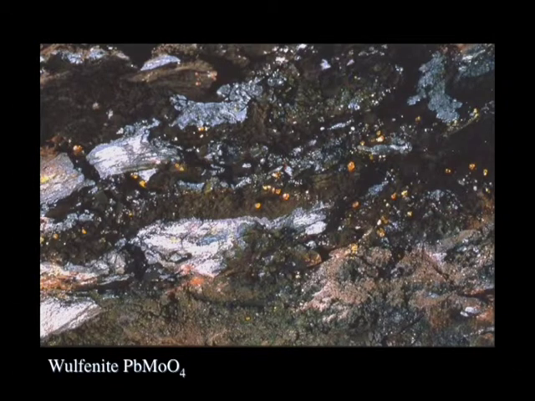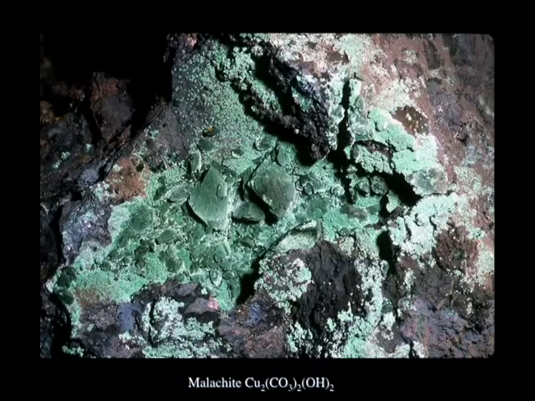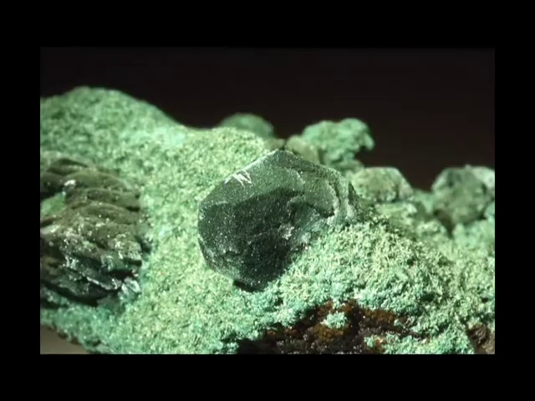So here's a picture of some wulfenite in the workings underground, little orange crystals studding the wall. And here we have some malachite pseudomorphs after azurite. That's in situ in the area called the ballroom. It's another nice example of malachite after azurite.